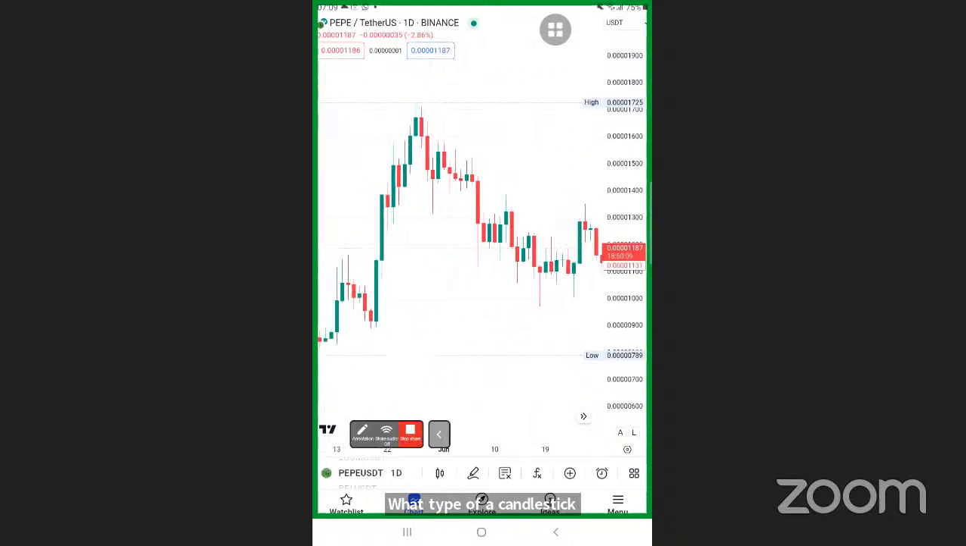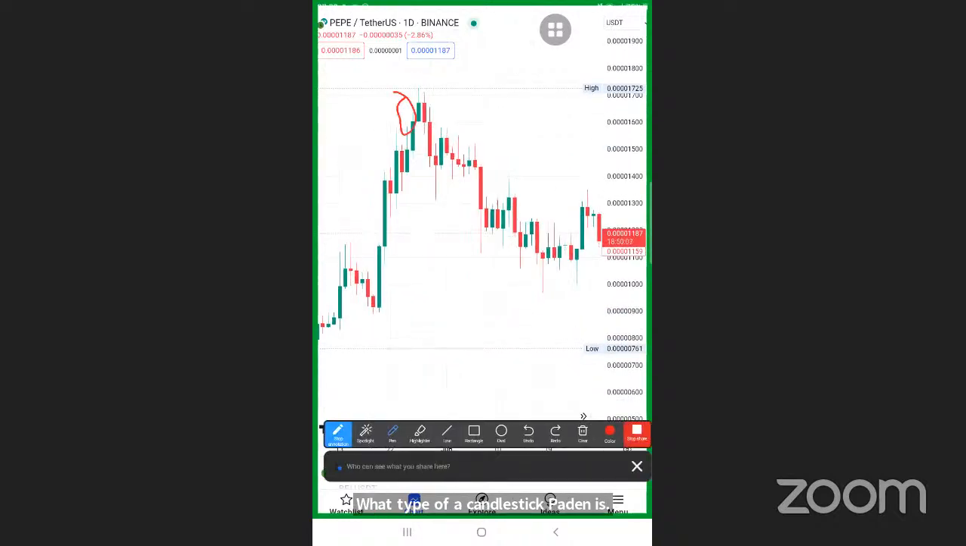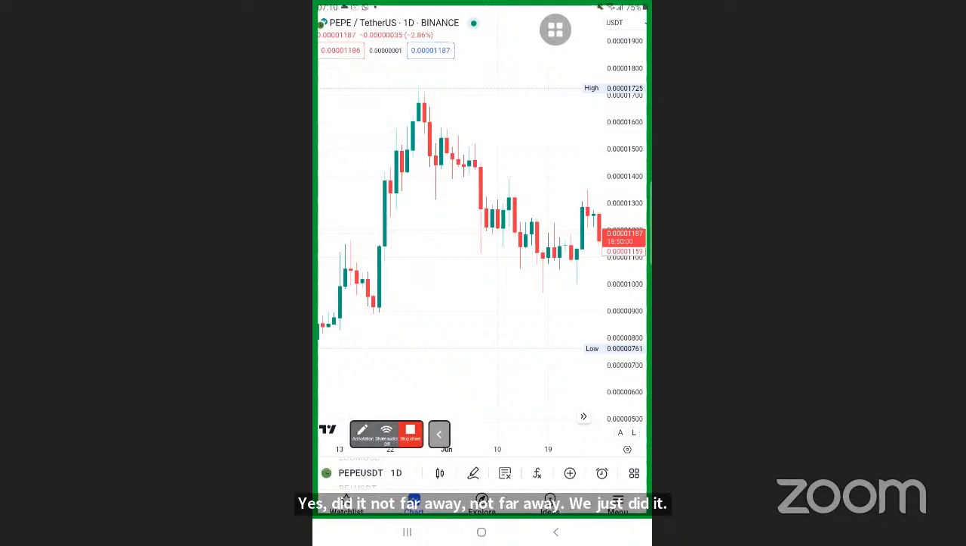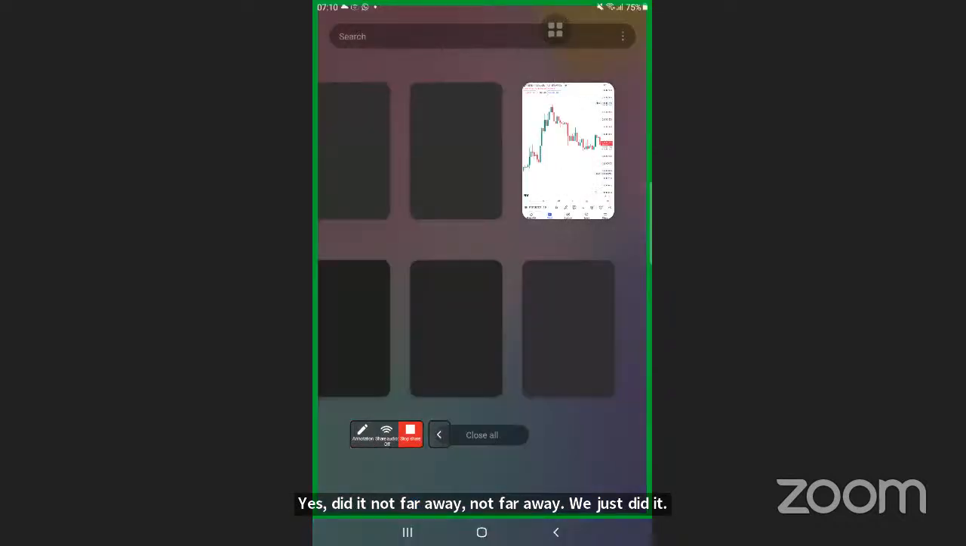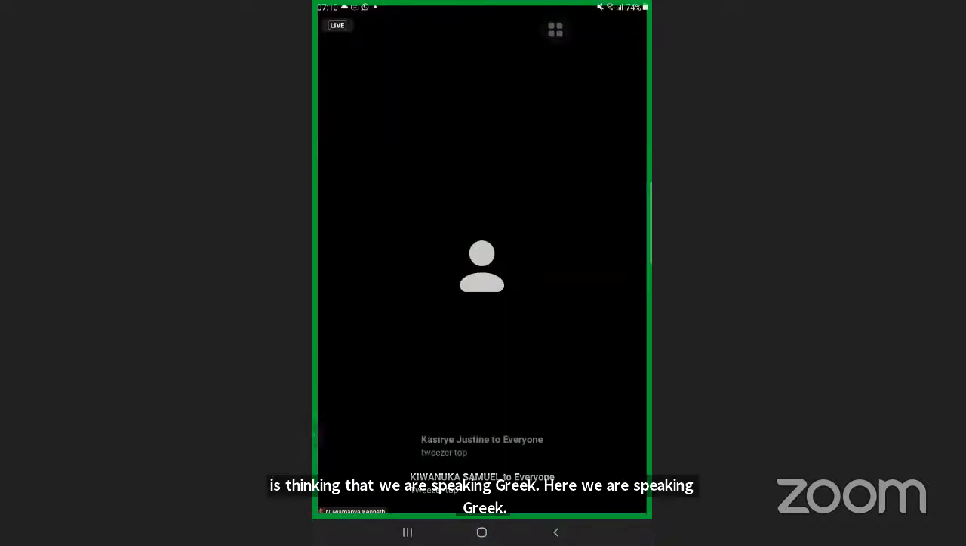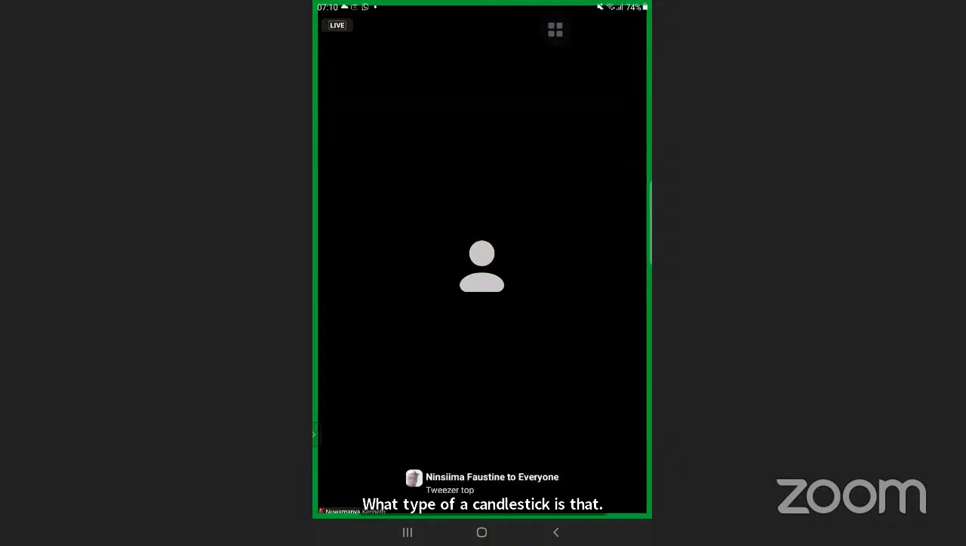If you remember very well, we just did it, not far away. What type of candlestick chart pattern is this? Someone is thinking that we are speaking Greek here. We are not speaking Hebrew here. What type of candlestick is that?